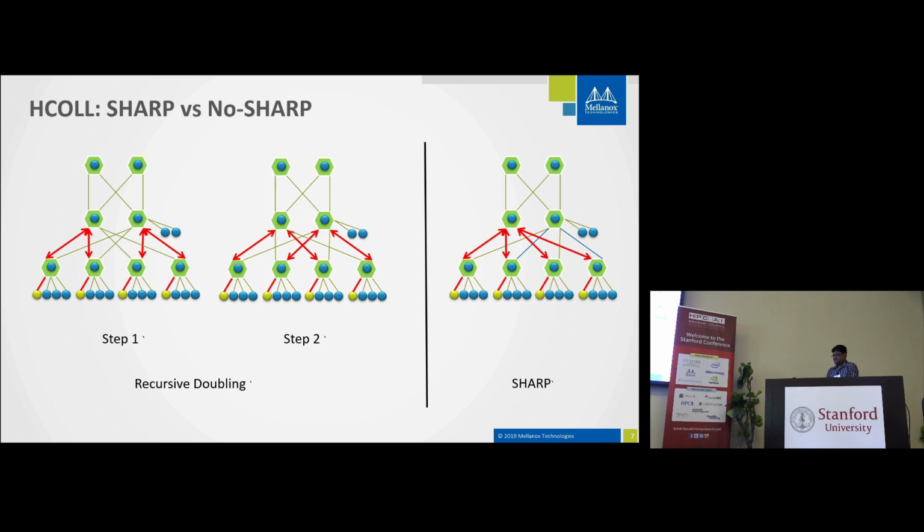Whereas in the SHARP case, each node puts the data to the network. The common ancestor switch in the fabric performs the final computation, and sends the results back down the tree. This way, the computation is fully offloaded to the network.